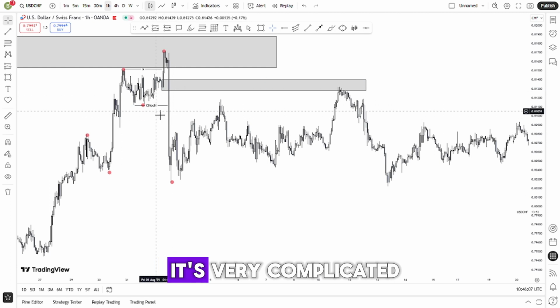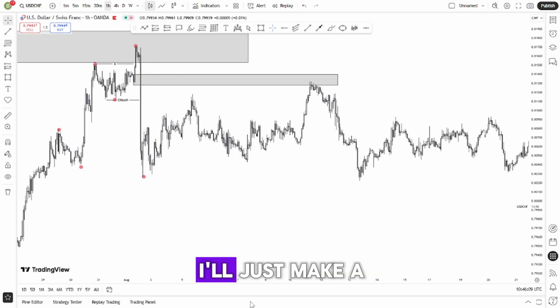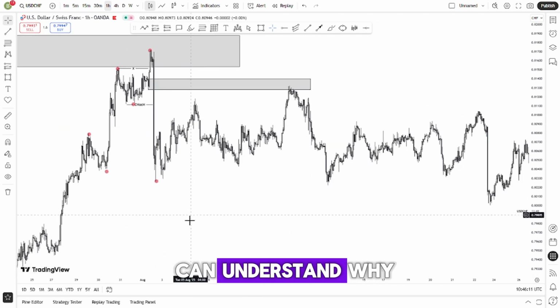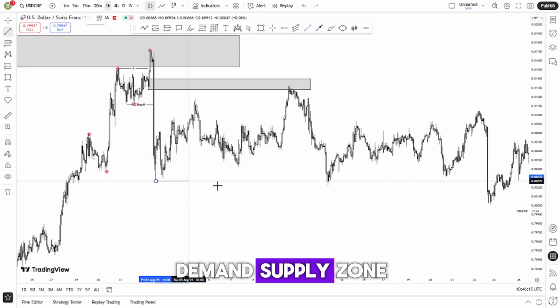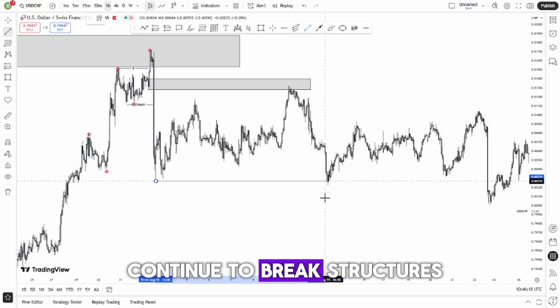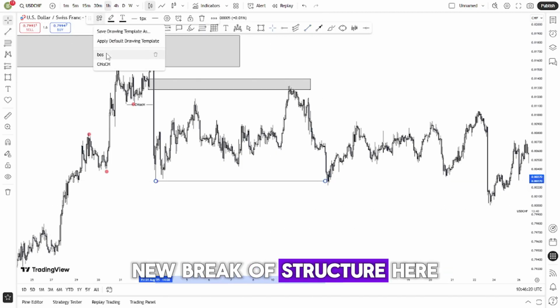It's very complicated, but sometimes I'll just make a video so that you can understand why I call it the demand supply zone, guys. So we continue to break structures. As you can see, new break of structure here.